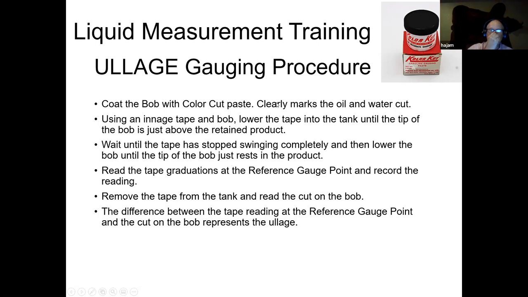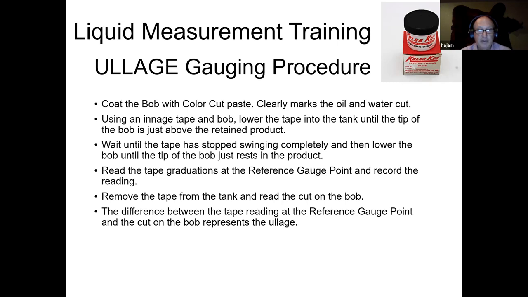Okay, so ullage gauging. This is going to be a process, a very high level procedure. Because we're lowering the plumb bob to the liquid level at the top, we're not going to be able to stop it right at the very top. So that plumb bob is going to submerge into the liquid just a little bit. Once you determine, based on a couple of test gauges, where that level is sitting, using some type of cut paste, you will then mark the reference height against your tape. Then you would go back in for your measurements.